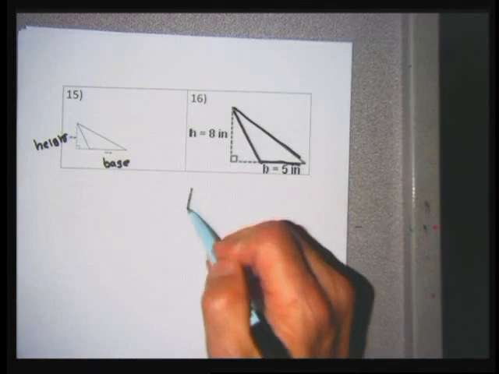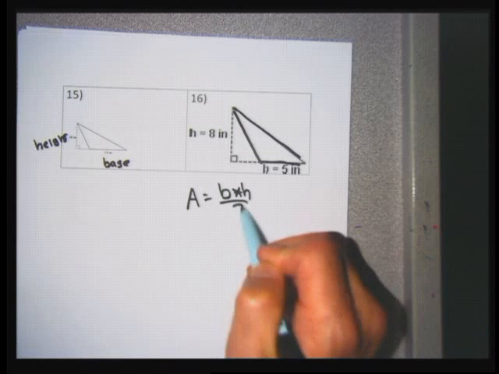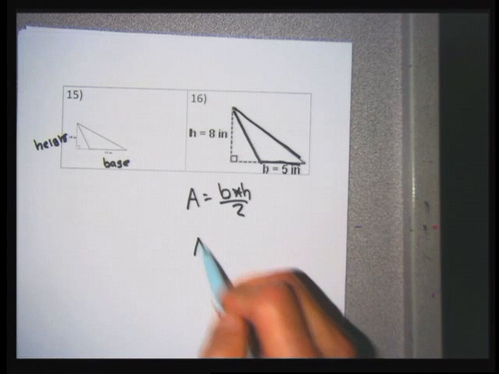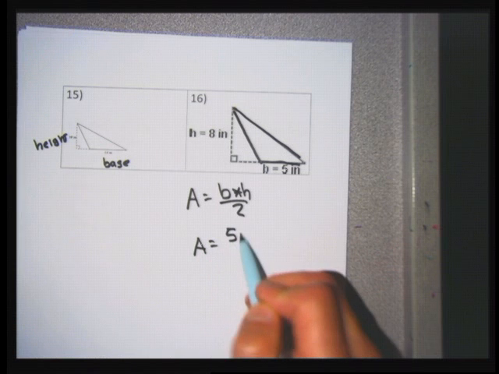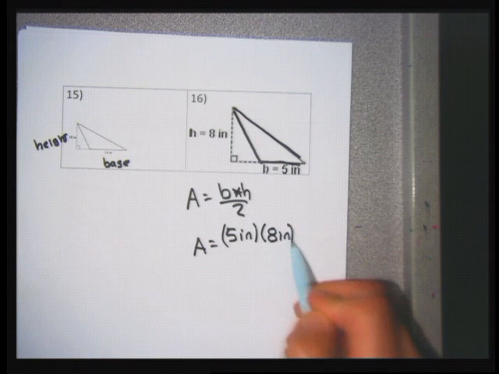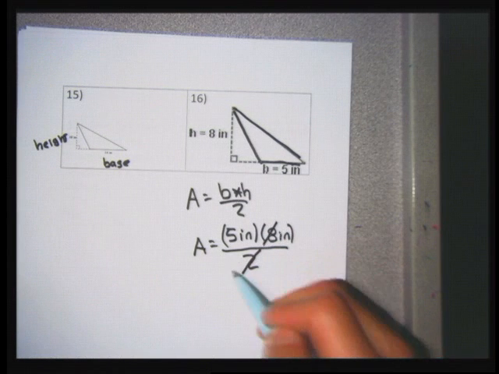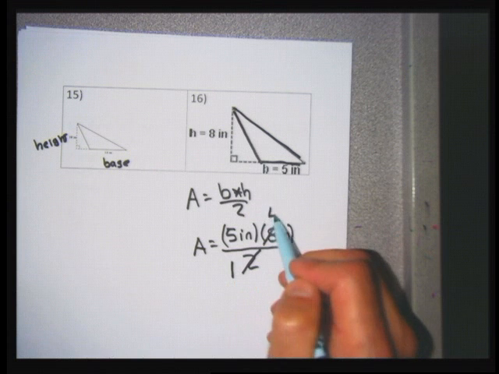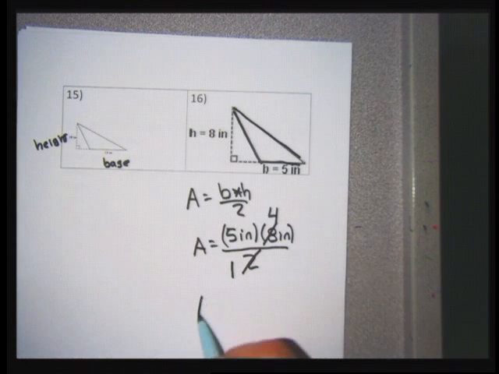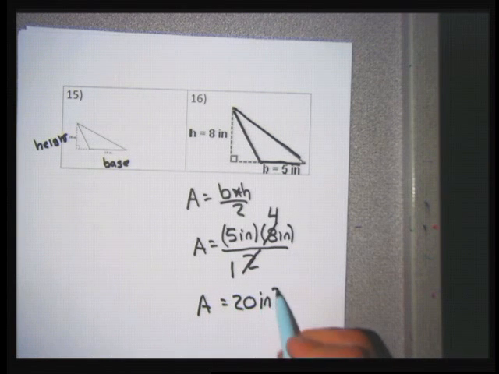So again, area of a triangle is base times height over 2. So for my triangle, the area is going to be base, which is 5 inches, I'll use parentheses for times, the height, which is 8 inches, over 2. I could multiply 5 times 8 and get 40, then divide and get 20, or I can cancel this 2 with this 8. The 2 becomes 1, the fraction goes away, the 8 becomes 4. Now I'm going to multiply 5 times 4 and get 20, inches times inches gives square inches. So the area in problem 16 is going to be 20 square inches.